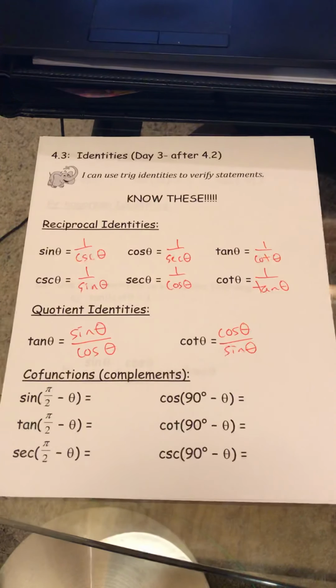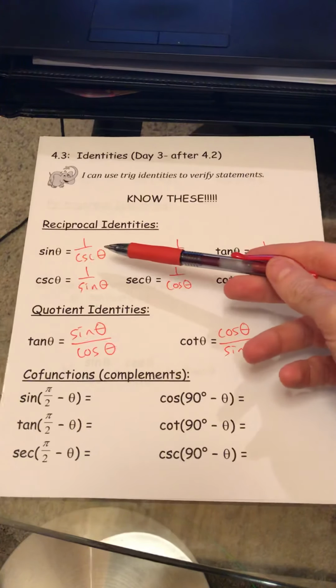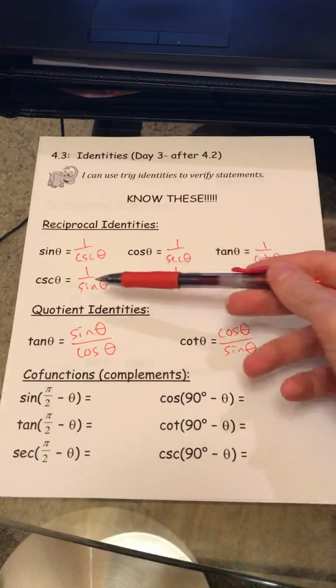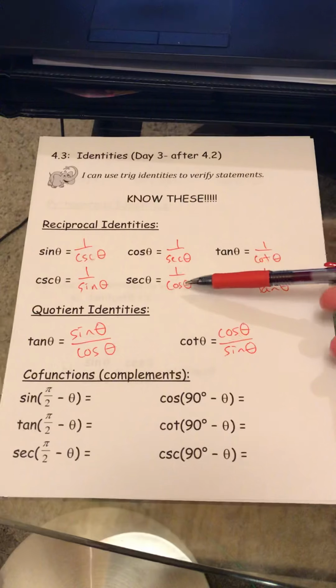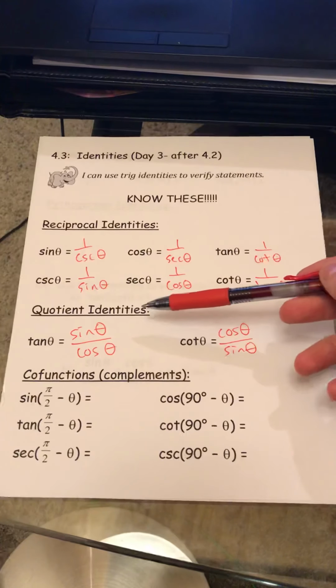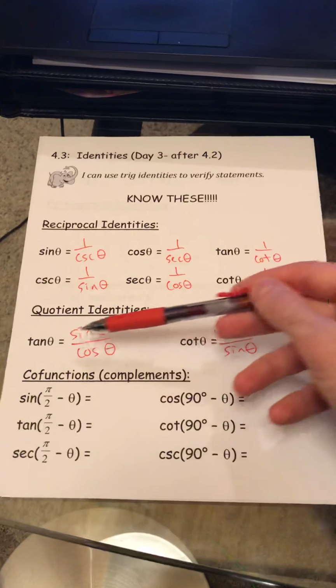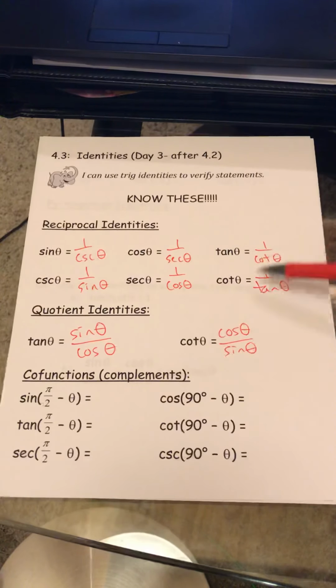Now, what we do with this page is just put all of the information that you're going to likely use in one place. Your reciprocals, I've already filled these all in. Sine is 1 over cosecant, cosecant's 1 over sine. Cosine is 1 over secant, secant's 1 over cosine. Tangent is 1 over cotangent, cotangent's 1 over tangent. Your two quotient identities. Tangent is sine over cosine. Cotangent, again because they're reciprocals, is cosine over sine.